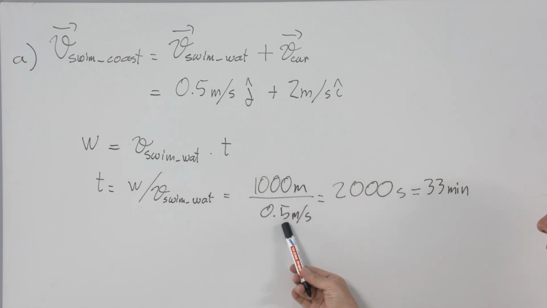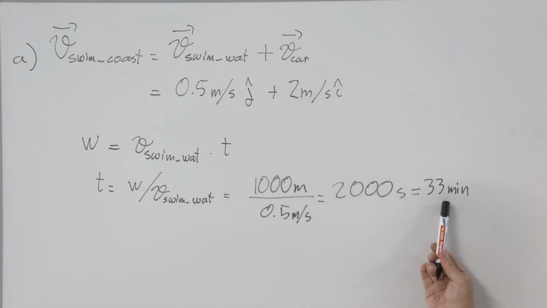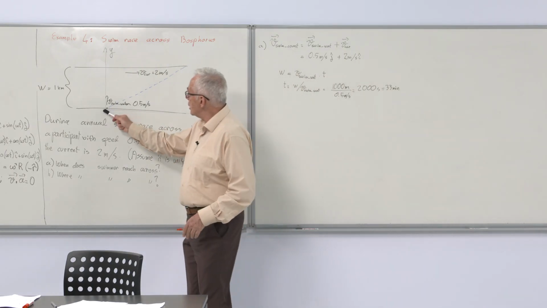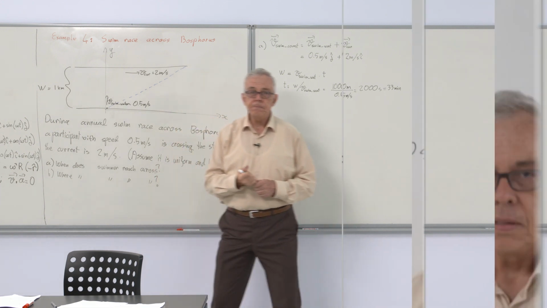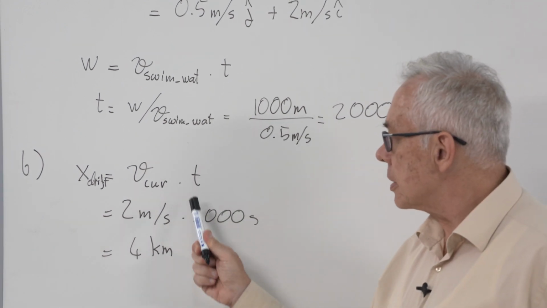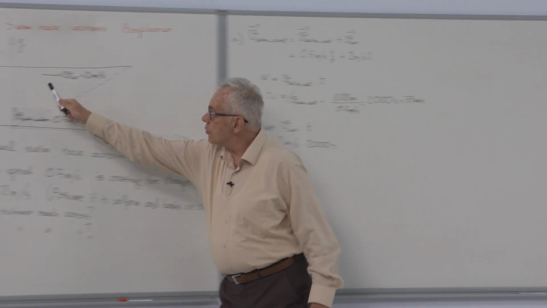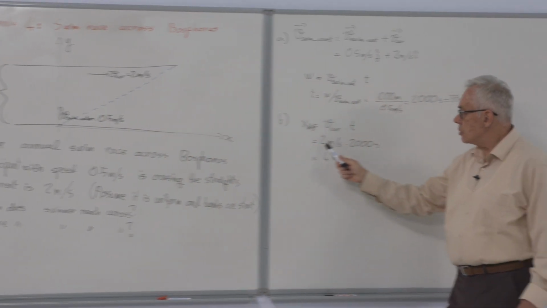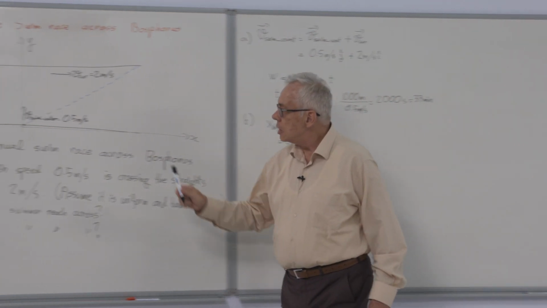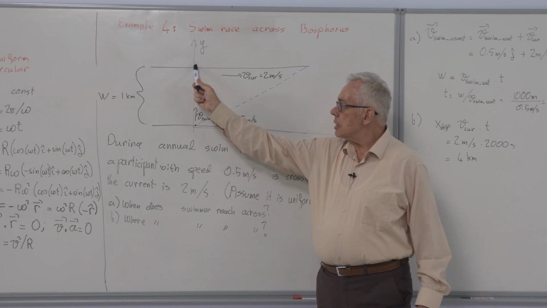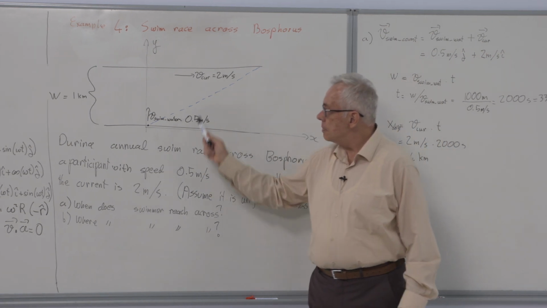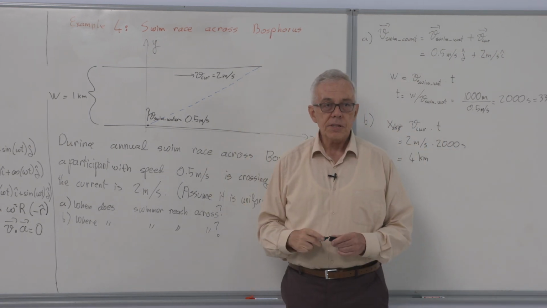1,000 meters by half meter per second, that is 2,000 seconds or 33 minutes. He will complete the race in 33 minutes. The distance he will drift during these 2,000 seconds can be calculated by multiplying that period with the speed of the current, which is causing him to drift, 2 meters per second times 2,000 seconds, and that is 4 kilometers. So while he is crossing the Bosphorus, which is 1 kilometer wide, he will drift downstream by 4 kilometers.